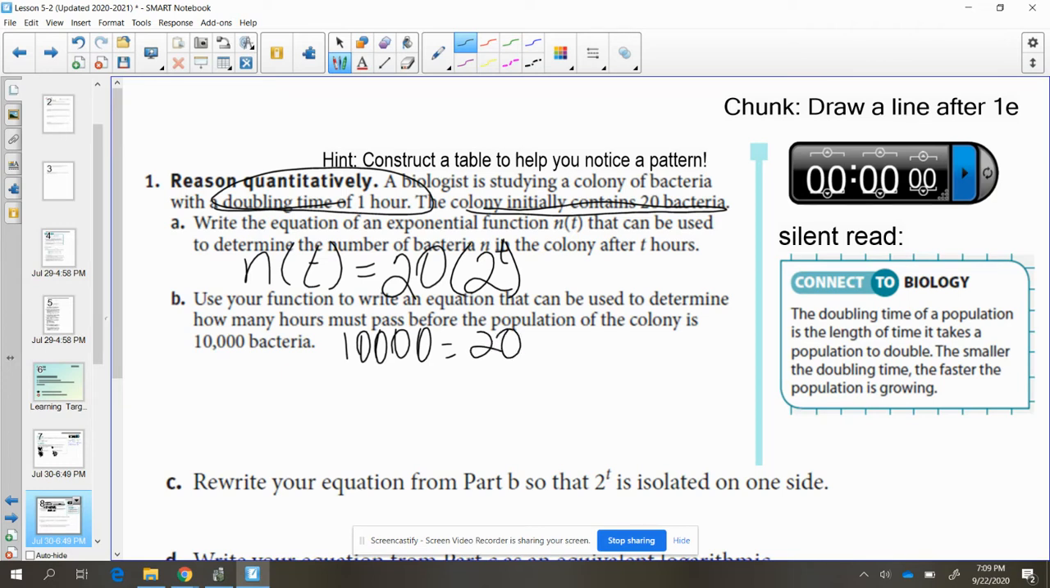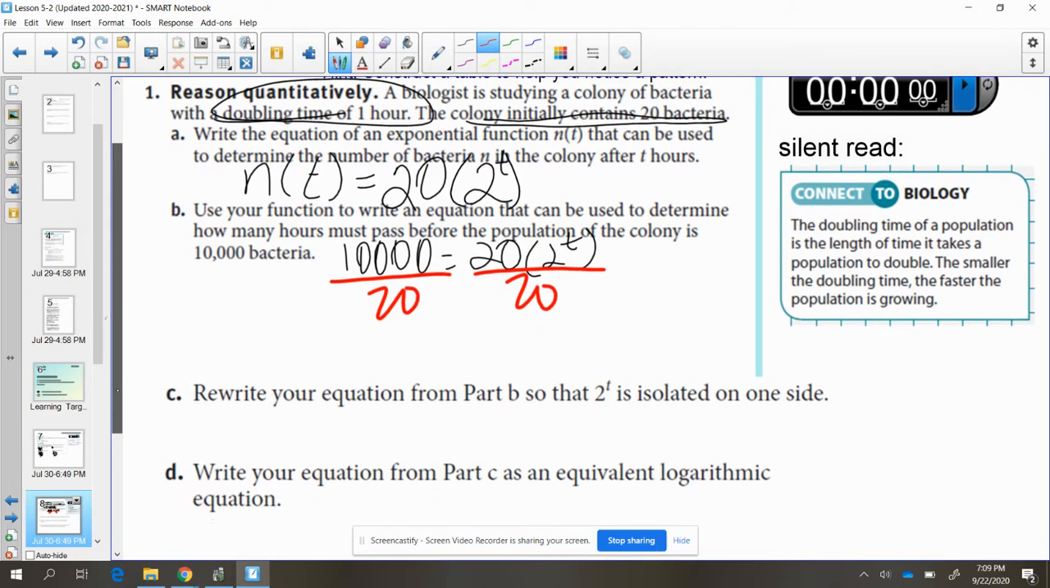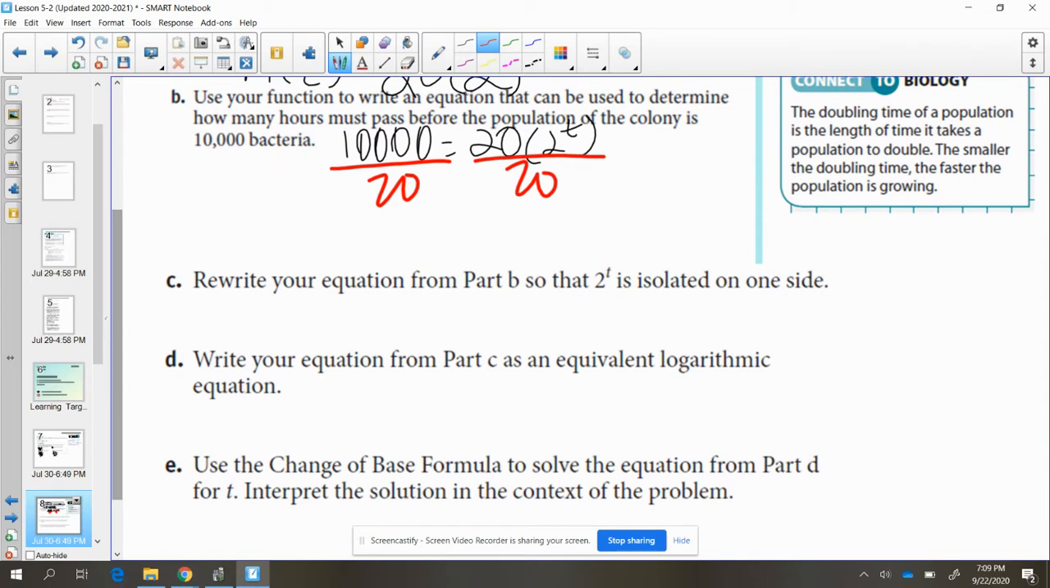And so far we've talked about using our calculators to look for an intersection, but let's say we don't want to spend the time playing around with the window. How can we solve this algebraically? Well, looking at order of operations, we are going to start by dividing by 20. Okay, and that's what we're going to get when they talk about rewrite this. So on the next page, so that 2 to the t is isolated, we're going to write this so that we end up with 500 equals 2 to the t, since we divided the 20 away.